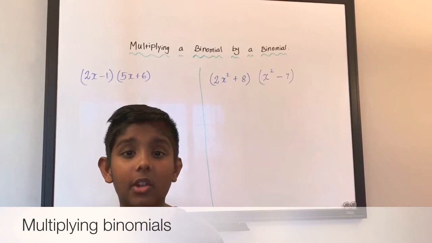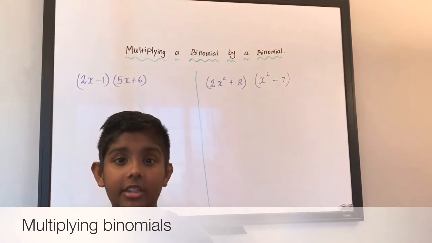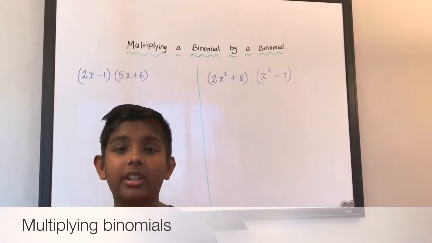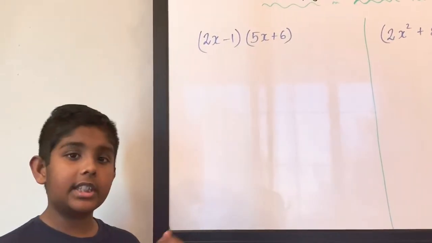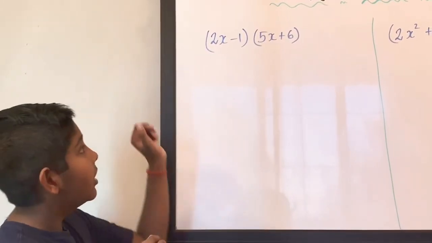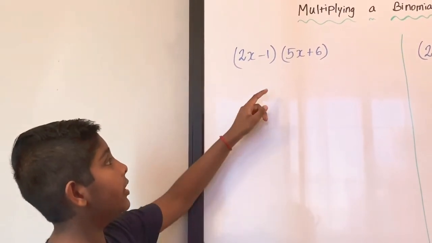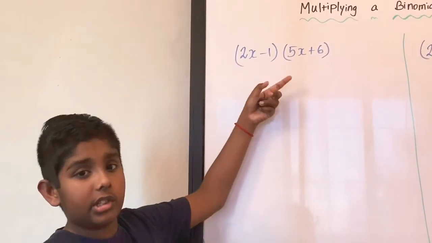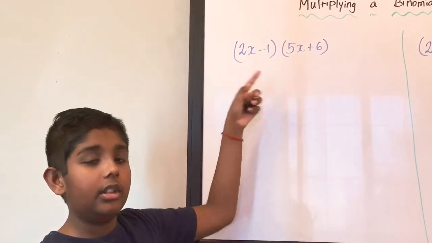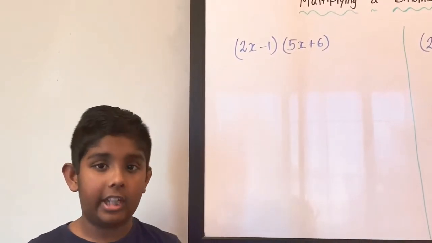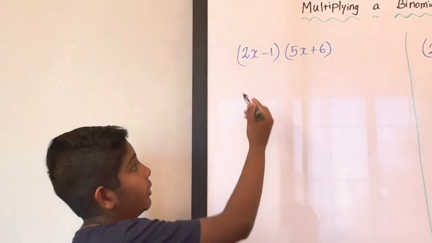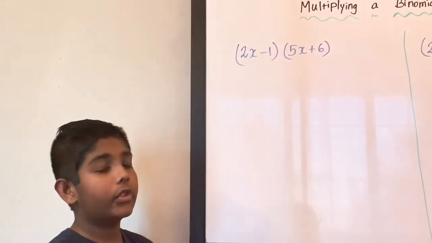Teacher here. What we're going to learn today is multiplying a binomial by another binomial. Let's get started with the first question: 2x minus 1 times 5x plus 6. If there is no sign in the middle, that is understood as multiplication, so we have to multiply these two terms.